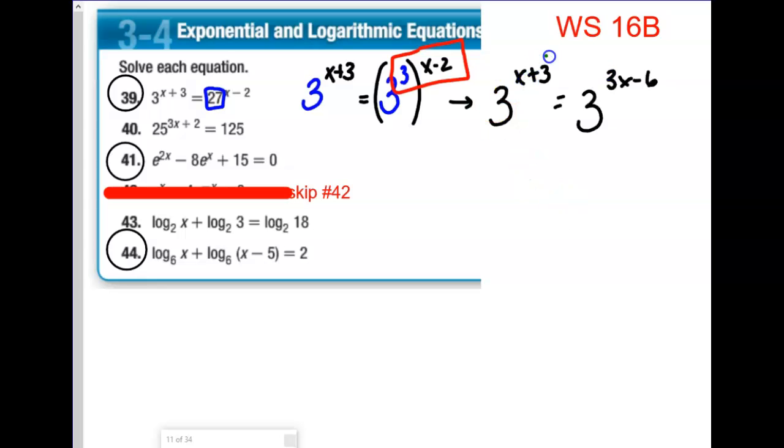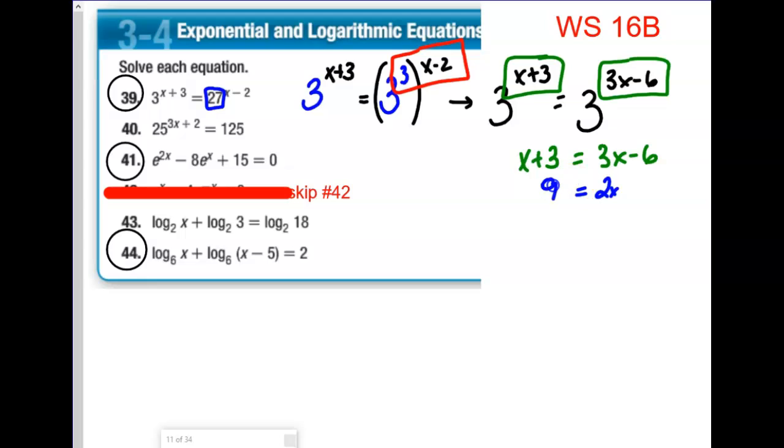In order for these to be equal, since they have common bases now, their exponents have to be the same. So we're going to set up x plus 3 equals 3x minus 6, and then don't make a sloppy algebra mistake. So that would be 2x equals 9, and x equals 9 halves.